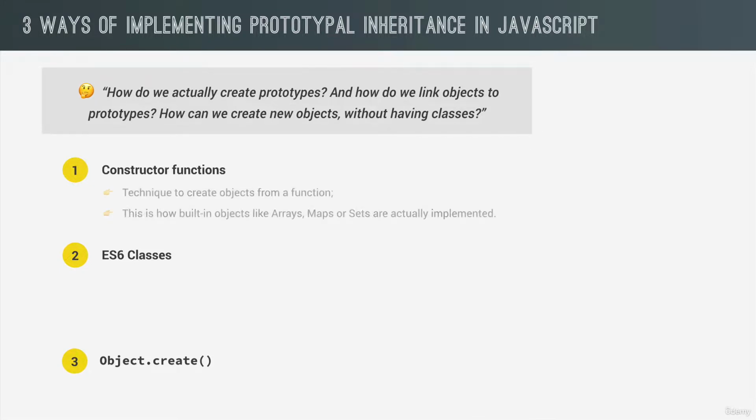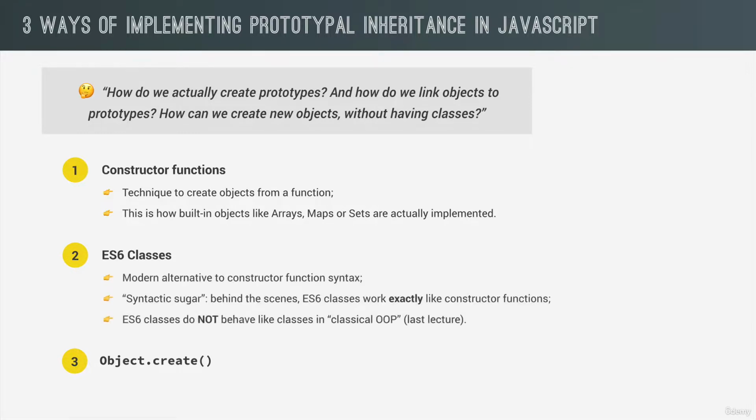So first, constructor functions are a way of creating objects programmatically using a function, which will also set the new object's prototype. And this is actually how built-in objects like arrays or maps or sets are implemented. Also, this is how OOP has been done in JavaScript, basically since the beginning. Next, the ES6 release introduced classes into JavaScript. And so now, ES6 classes are actually the more modern way of doing OOP in JavaScript.